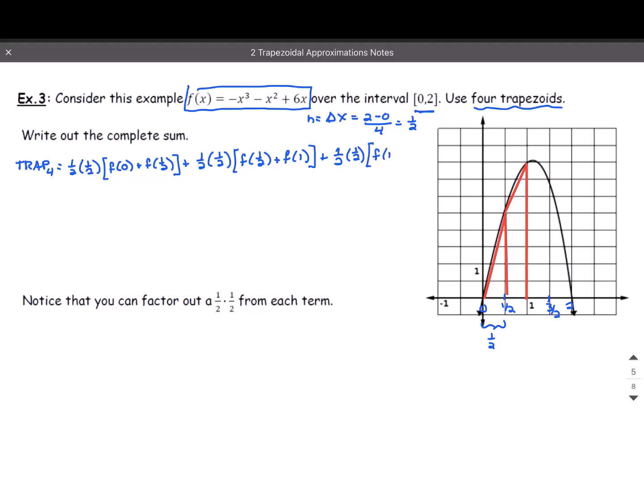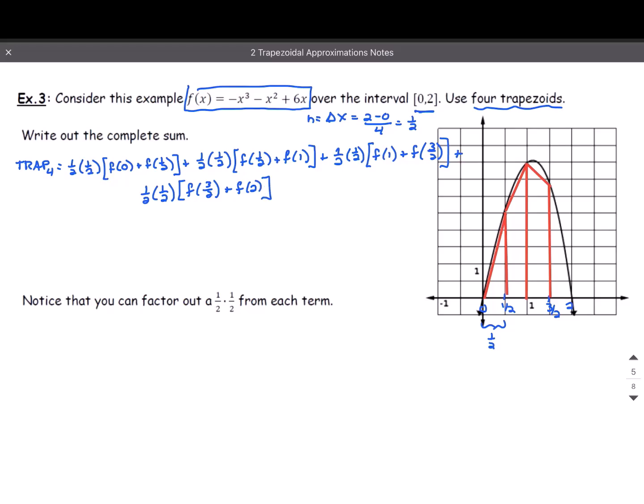Then for the next trapezoid, from 1 to 3/2 has a distance of 1/2. On the left is 1, we put that in the function. On the right is 3/2, we put that in the function. Plus, I'm going to use the height here. I'm going to bring this down. We have one more from 3/2 to 2, also has a delta x of 1/2. On the left is 3/2. On the right is 2.